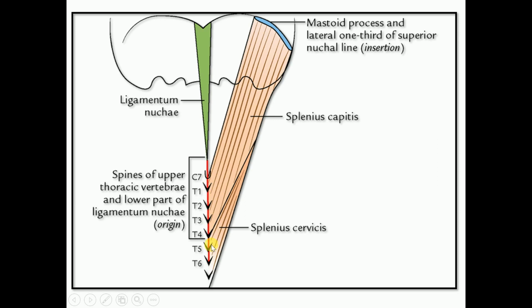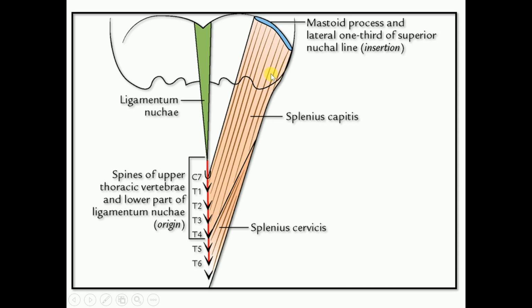Then the muscle is divided into two parts: splenius cervicis and splenius capitis. Splenius cervicis is inserted into the posterior tubercles of the transverse processes of the upper four cervical vertebrae, and splenius capitis passes upward and laterally, passes just under cover of the trapezius muscle and forms one of the muscular floors of the posterior triangle of the neck. Then finally it is inserted into the mastoid process under cover of the sternocleidomastoid muscle as well as on the lateral one third of the superior nuchal line. So this is the insertion of the splenius capitis muscle.